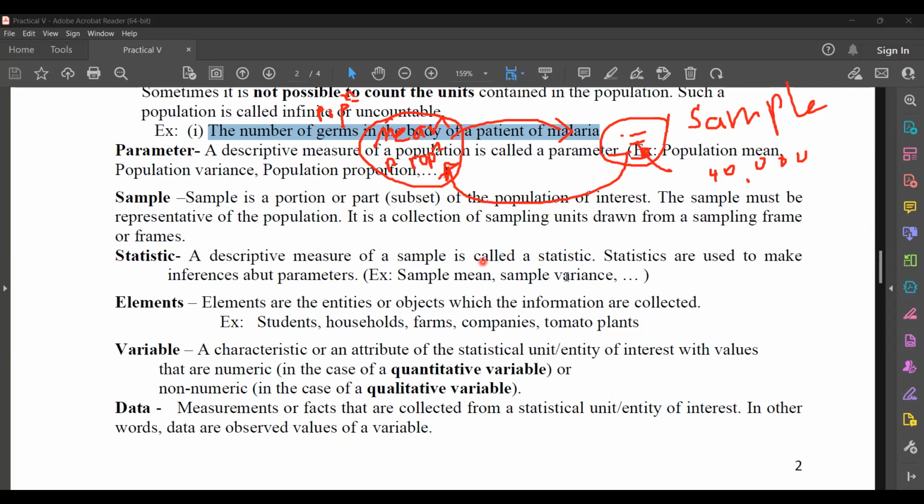So what is data? Basically, data are observed values of a variable, right? If we consider the weight, if you have 15 students, you have 15 data points. For each individual, you have a data point regarding that variable. So that is what we call data, measurements of facts that are collected from a statistical unit or the entity of interest, right?